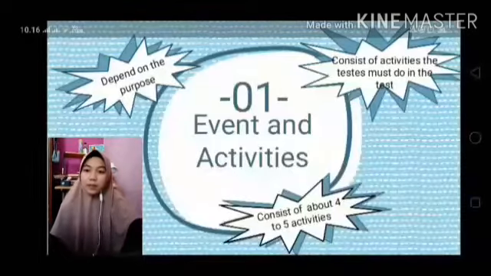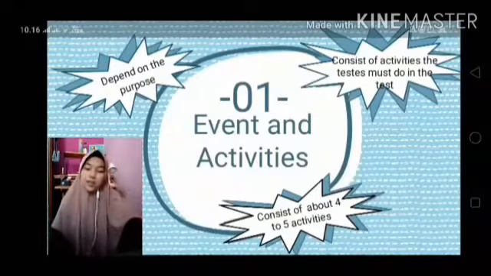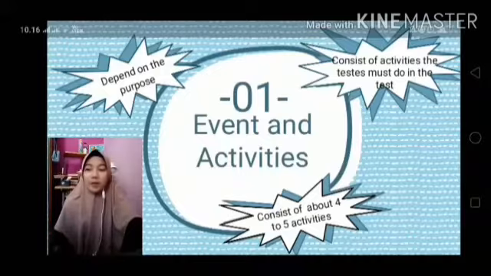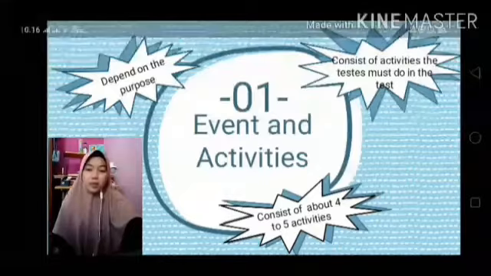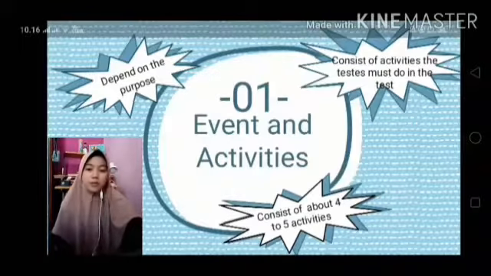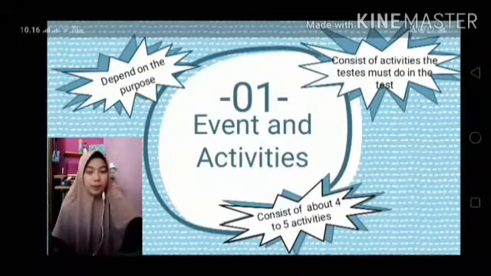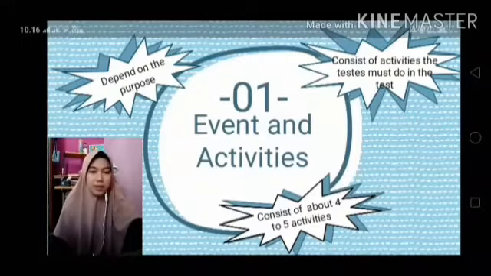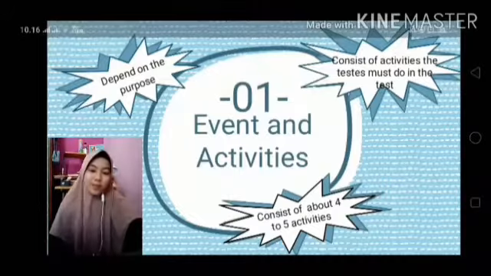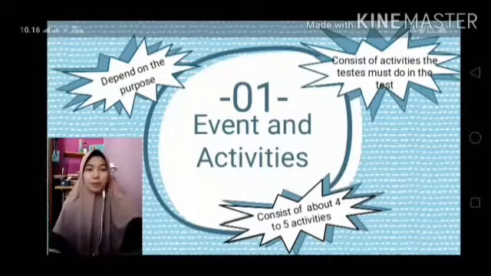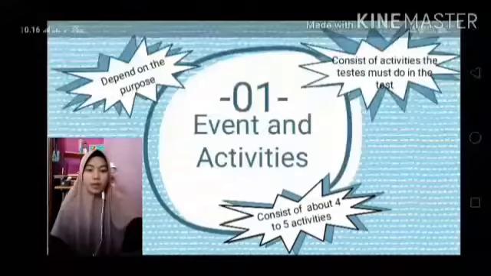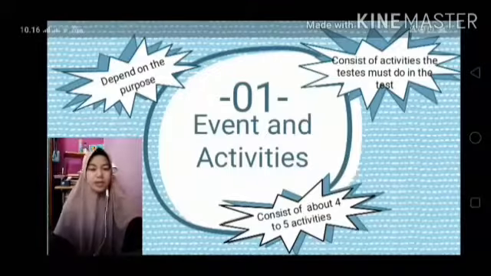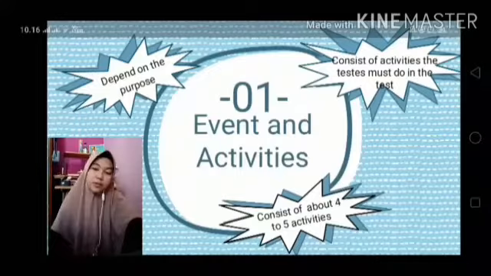Okay, now let's see the part of event and activities. In this part, it depends on the purpose of the task, and it consists of activities the testers must do in the test. We, as teachers, have to design about 4 to 5 activities. In constructing the activities, we have to refer to the syllabus about what skills are required from the students. For example, when we want to make a reading comprehension test, we can make activities like this: identifying main idea, identifying cause and effect, or making a conclusion.